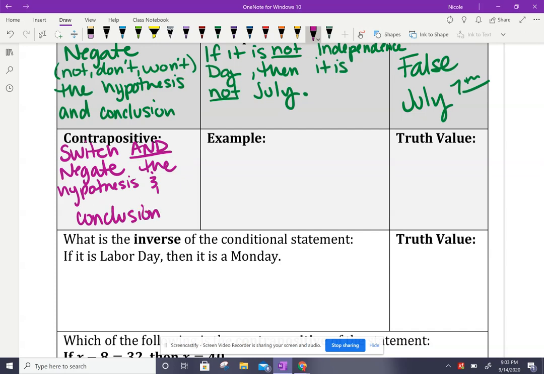Switch and negate the hypothesis and conclusion. So I'm going to bring July up to the front and send Independence Day to the back, but also add not. So if it is not July, then it is not Independence Day.